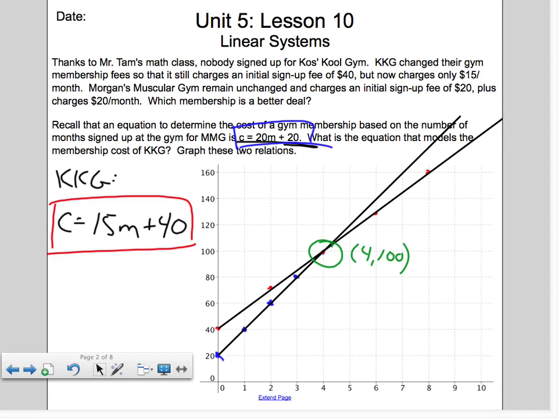Veronica. At that month, they both pay the same amount. So at that month, 4, they both cost the same. So what are we really saying? You're so close. Sorry? Their points are even.